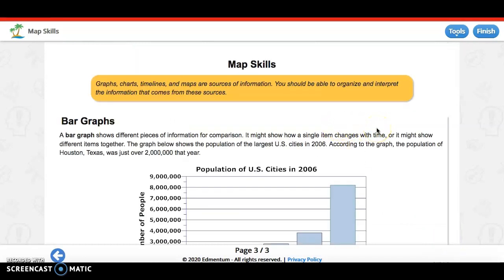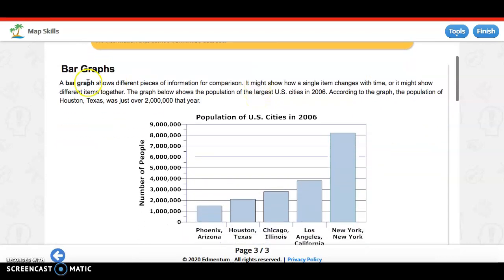Map skills. Graphs, charts, timelines, and maps are sources of information. You should be able to organize and interpret the information that comes from these sources. Bar graphs. A bar graph shows different pieces of information for comparison. It might show how a single item changes with time, or it might show different items together. The graph below shows the population of the largest U.S. cities in 2006. According to the graph, the population of Houston, Texas was just over 2 million that year.